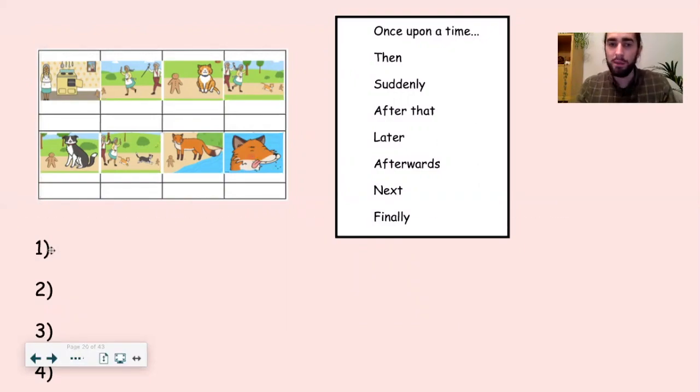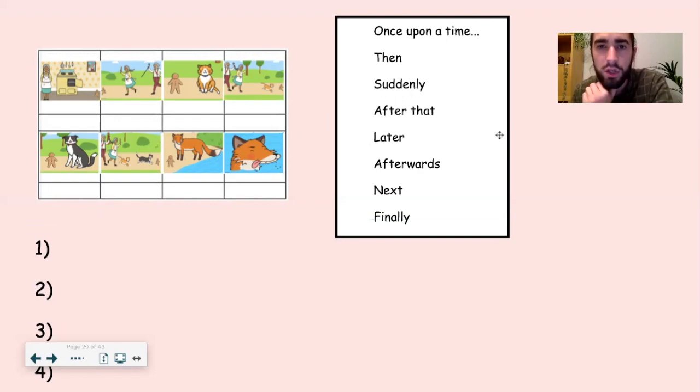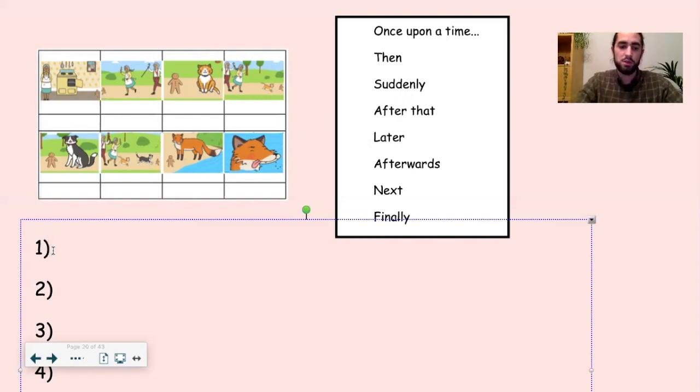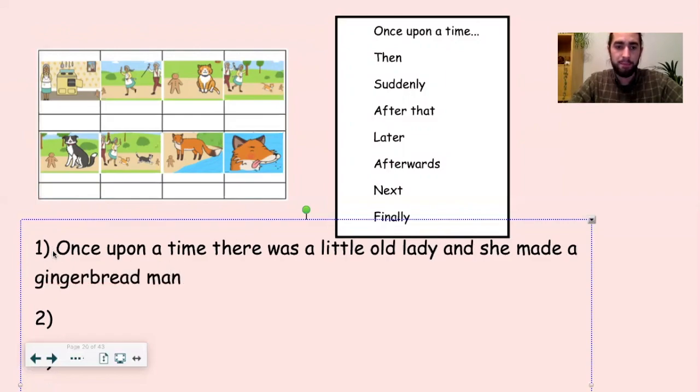So number 1, I'm going to start and see if we can do an I do, where you watch what I do to see if you can understand how to write this correctly. See if you can spot what I'm doing. I'm going to start off and I'm going to use my time words, and I'm going to have a look and think, what time words shall I use? I'm going to use once upon a time to start the story. So once upon a time, there was a little old lady, and she made a gingerbread man, full stop.